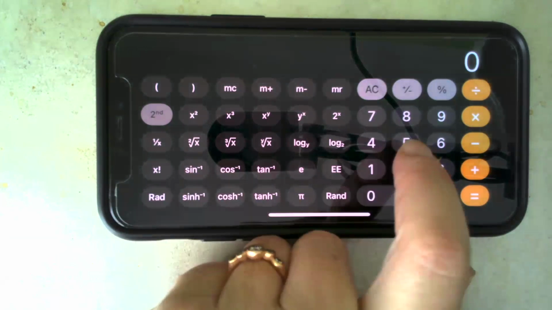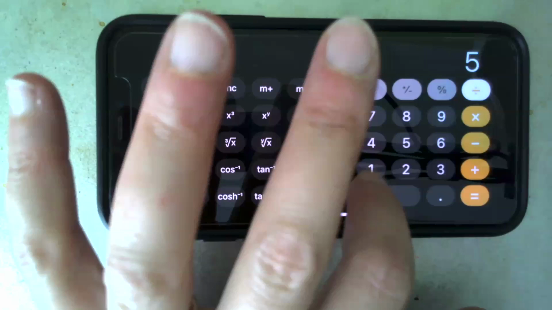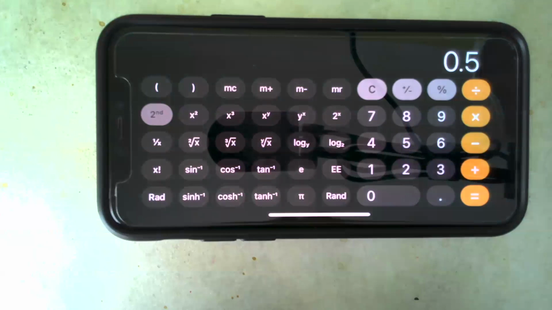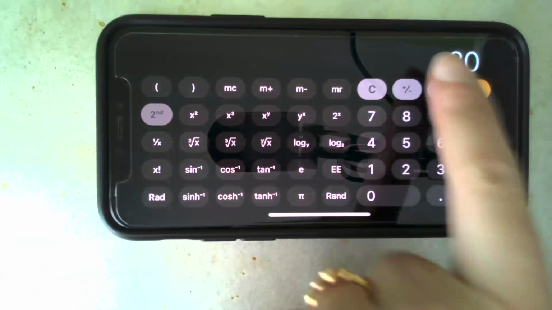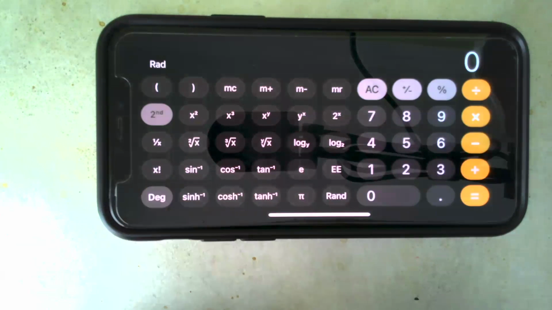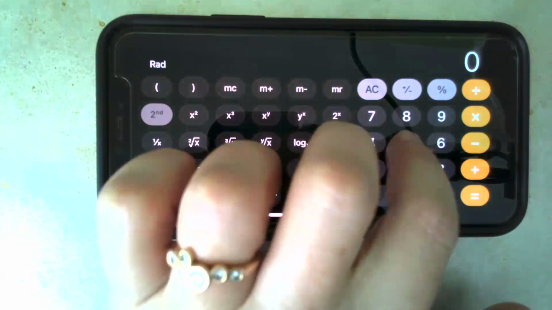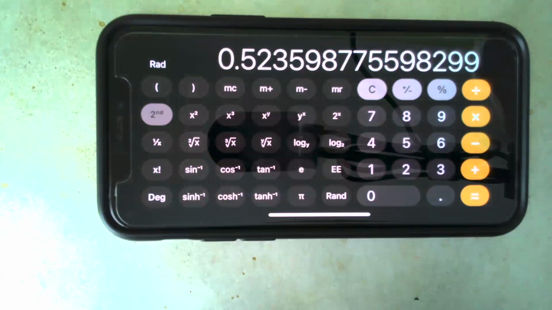So for example, if I had that side ratio of 5 to 10, I would do 5 divided by 10, or I could just punch in 0.5 if my brain were functioning. And then I would take the inverse sine of that and find out that that's 30 degrees. And again, if I need my problem in radians, I would switch my calculator to radian mode. I would do my 5 over 10, and then I would take my inverse sine of it, and that's the answer in radians. Okay, so that is how to use your iPhone to do your trigonometry homework or test if they run out of calculators or something.